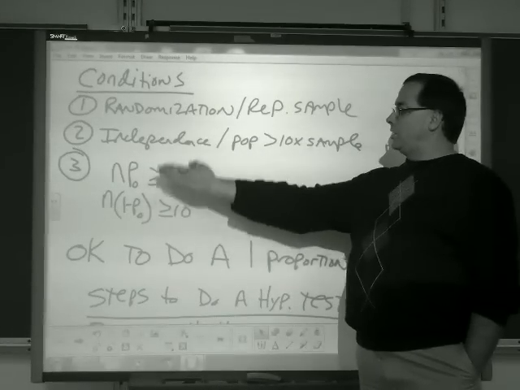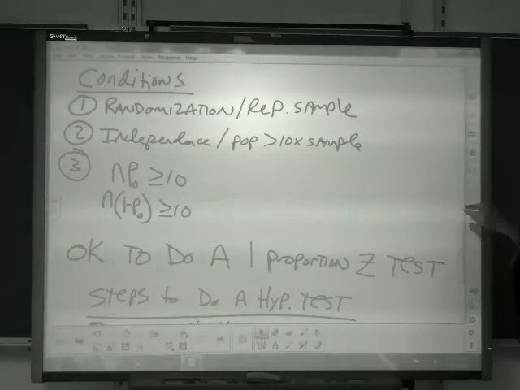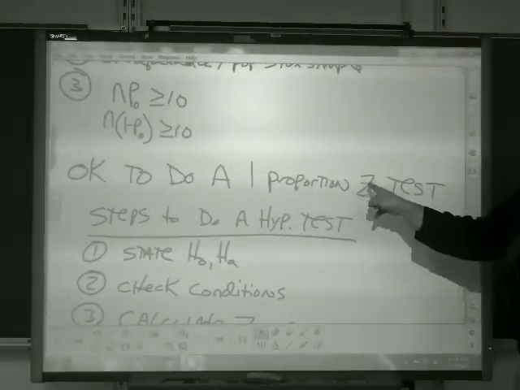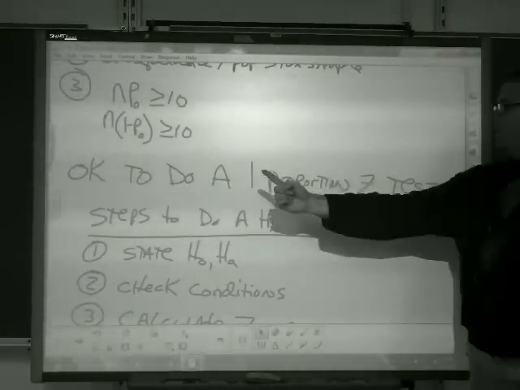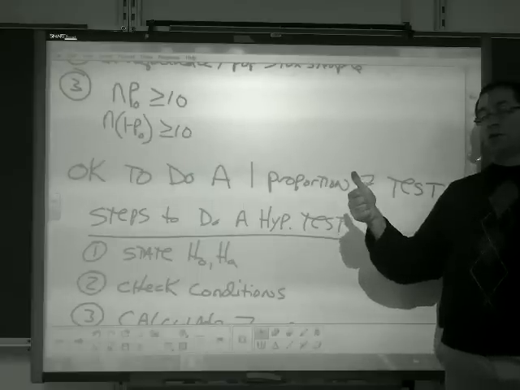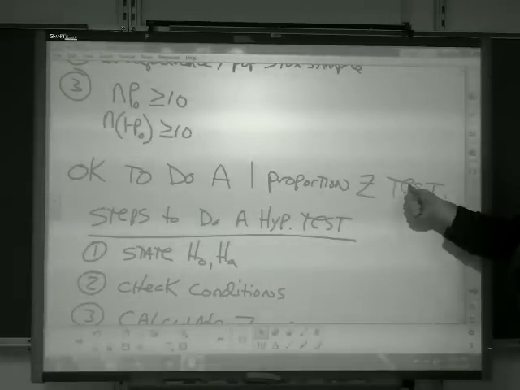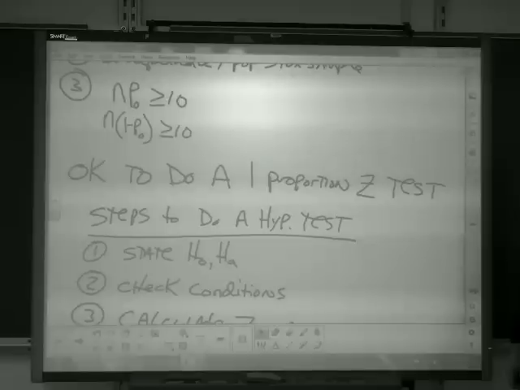If we meet all these conditions, then we state, in general, that it is okay to do a 1 proportion z test. Because we have 1 proportion, because our data is just a single proportion. Z, because we're still using z-scores. And we're doing a test.